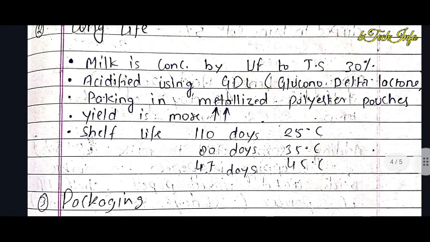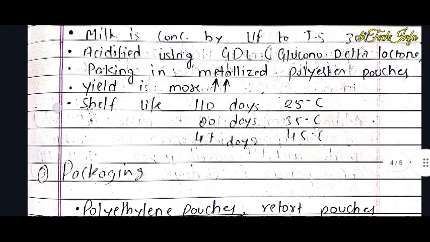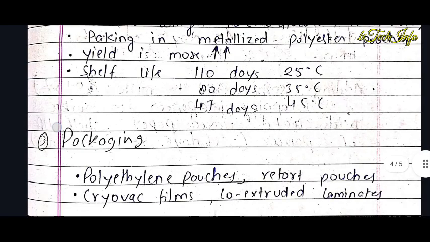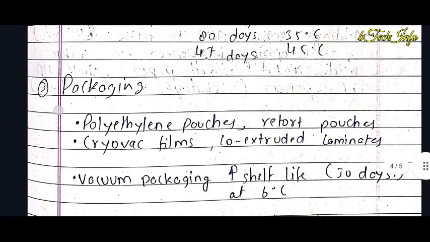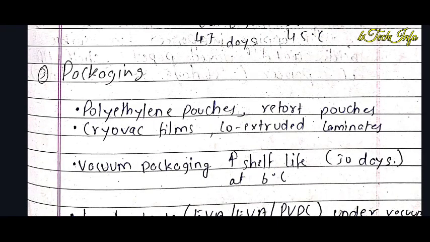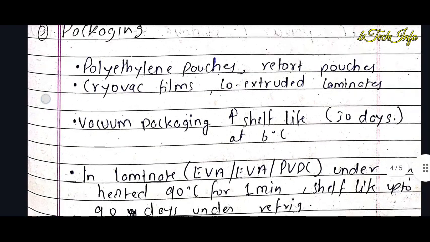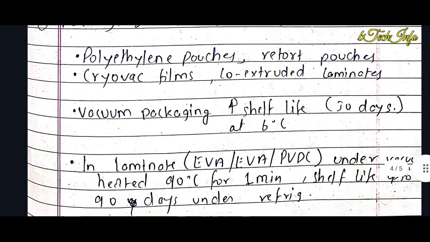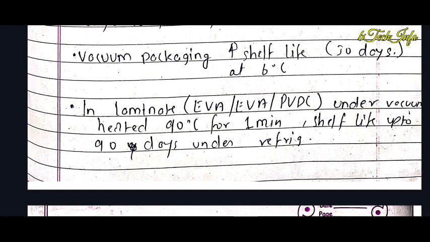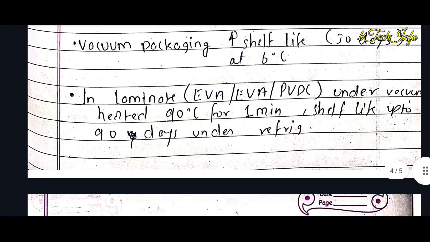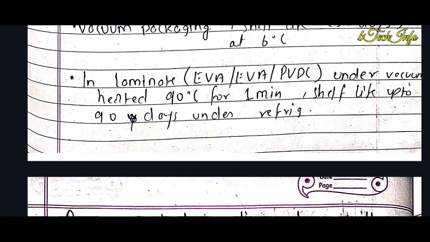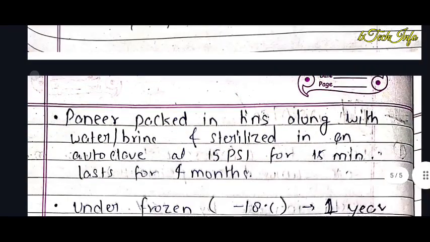Shelf life is 110 days at 25 degrees Celsius, 80 days at 35 degrees Celsius, 47 days at 45 degrees Celsius. You should learn that. Packaging: polyethylene pouches, retort pouches, cryovac films, co-extruded laminates. Also we can do vacuum packaging to increase the shelf life up to 30 days at 6 degrees Celsius. Also we can do packaging in laminates like EVA, PVDC under vacuum heated at 90 degrees Celsius for 1 minute, shelf life up to 90 days under refrigeration.